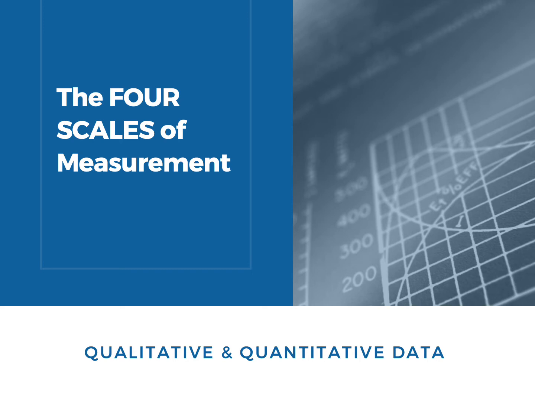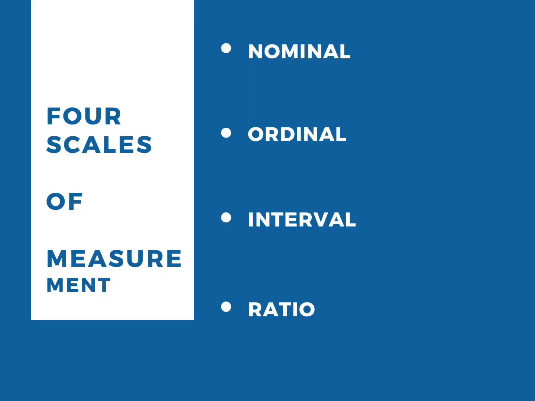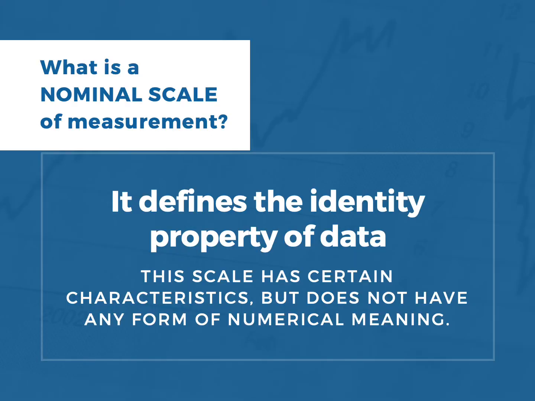Let's now discuss the 4 scales of measurements in detail. Let us see the properties of these scales of measurement and how variables are defined and categorized in each scale. The nominal scale of measurement defines the identity property of data, wherein each value has a unique meaning.